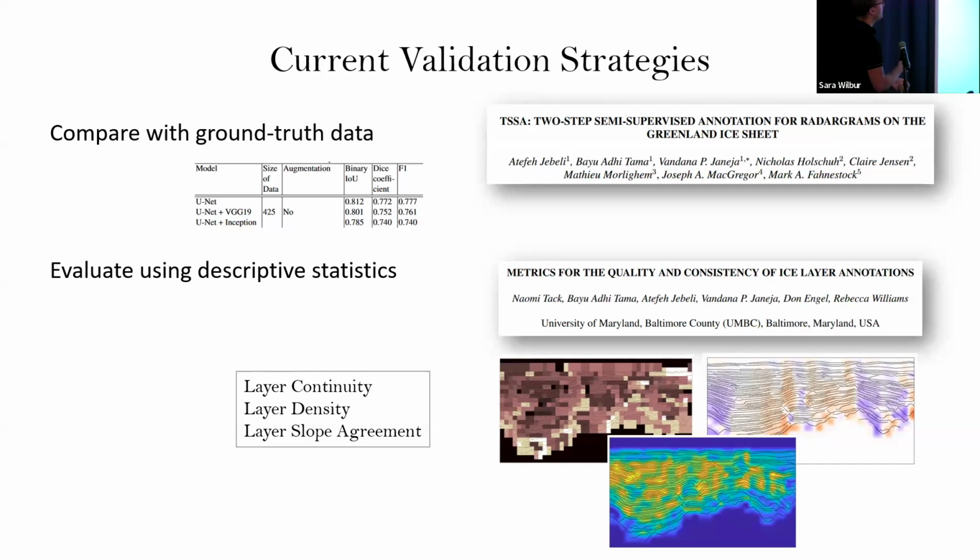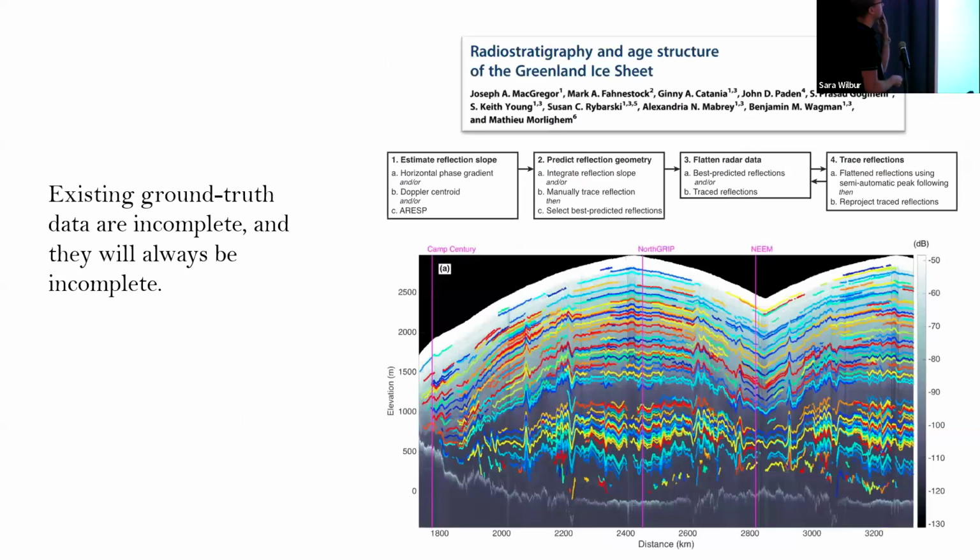The other approach is to simply evaluate the output using descriptive statistics. Qualities that we know are things that we desire in the output. We want the layers to be continuous. We want them to be numerous. We want them to densely sample the image. But again, each of these has limitations. The limitation associated with comparison with ground truth is that our ground truth data are incomplete.